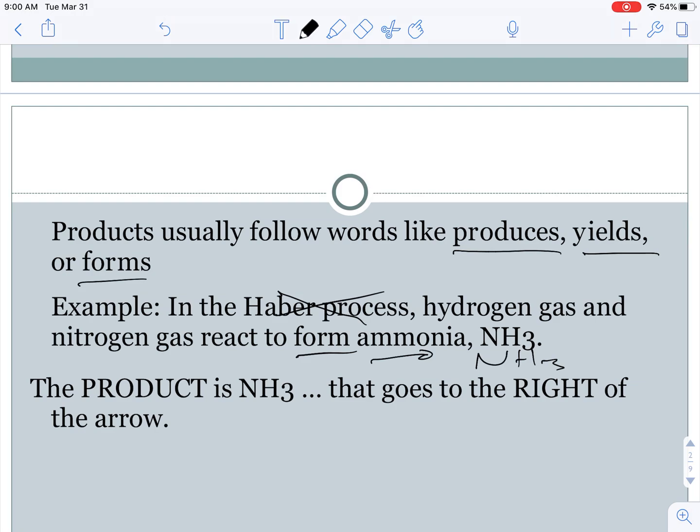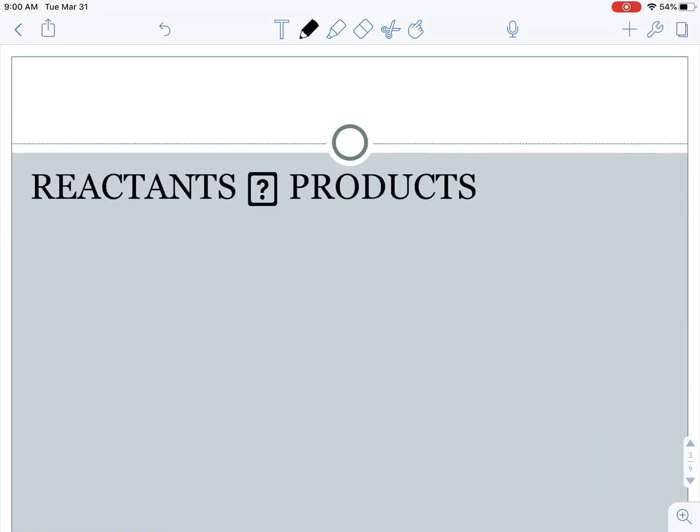All right. So what we tend to do is when we write a reaction, you're going to use an arrow to say that a reaction takes place. And so your product, the NH3, goes to the right of the arrow, right? We make NH3, we make ammonia. So with that being said, we need to know the two big vocab words for this unit.